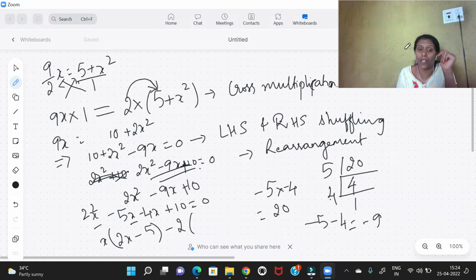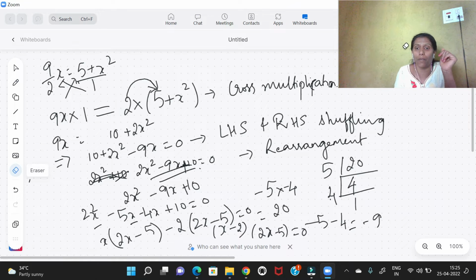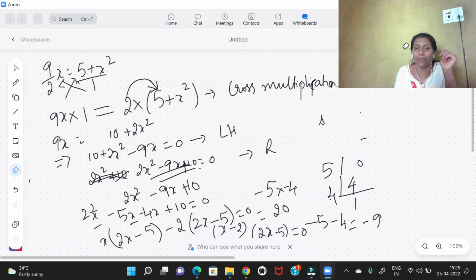What's the trick? Because I need to get 2x minus 5 once more here. So when I took 2 out, and minus also I took, therefore I am left with only 2 inside and x inside, and then minus 5 is equal to 0. So that is x minus 2 into 2x minus 5 is equal to 0. Okay, let me rub the board, otherwise you may get confused, or I'll do one thing. Let me take the board here on the right side.